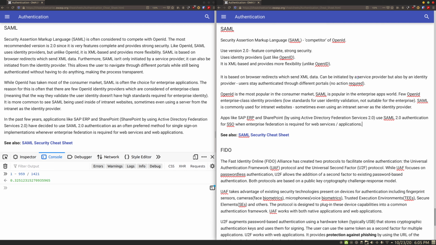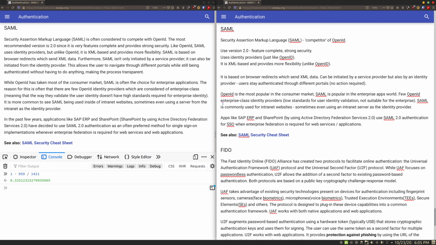Can be initiated by a service provider, but also by an identity provider. Users stay authenticated through different portals. No action is required. OpenID is the most popular in the consumer market. SAML is popular in the enterprise apps world.